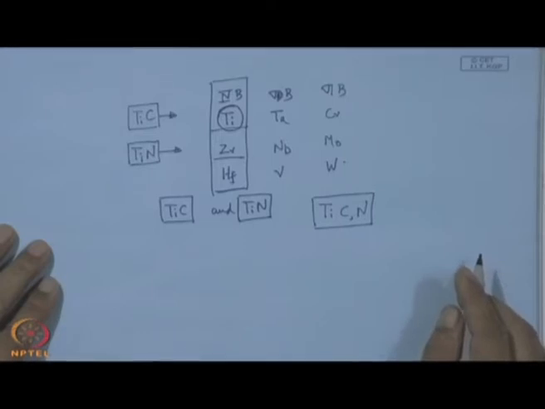And one of the major applications of this titanium carbonitride is in the area of manufacturing. That means, the tool for manufacturing, where one can use titanium carbonitride coating. It is an intermediate between titanium carbide and titanium nitride, giving a balanced property of abrasion wear resistance and also anti-welding or adhesion wear resistance.